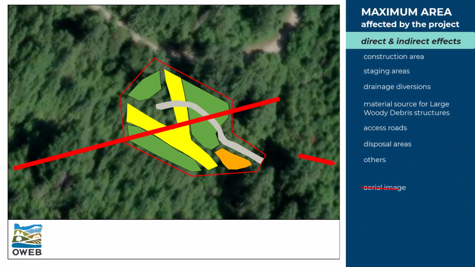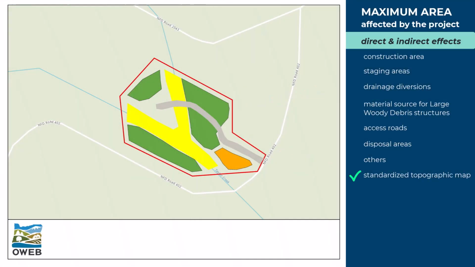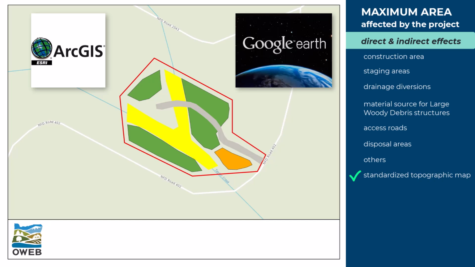Additionally, instead of an aerial image, use a standardized topographic background such as a 7.5-minute scale map that clearly shows important landmarks and details. Similar backgrounds are available on most Esri ArcGIS or Google Earth products.